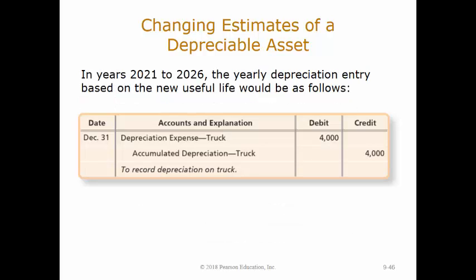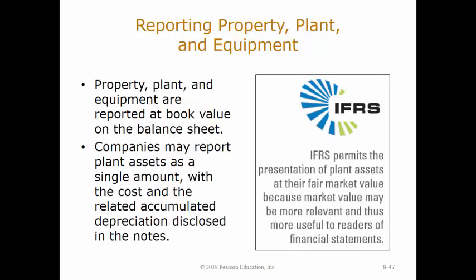In years 2021 to 2026, the yearly depreciation entry based on the new useful life would debit depreciation expense truck and credit accumulated depreciation truck for $4,000. Plant assets are reported at book value on the balance sheet.